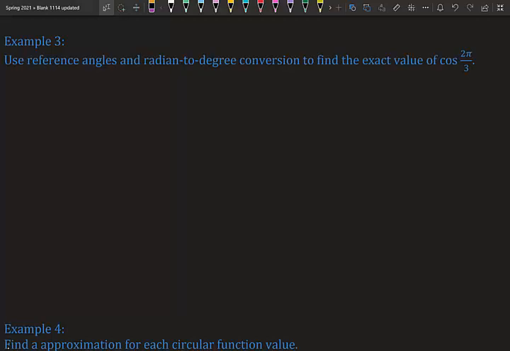So let's convert this to degrees, because it's telling us to use reference angles and radian to degree conversion to find the exact value. So 2 pi over 3 into degree mode. We would have to multiply 2 pi over 3 times 180 over pi. And we get our degree measure of 120 degrees.